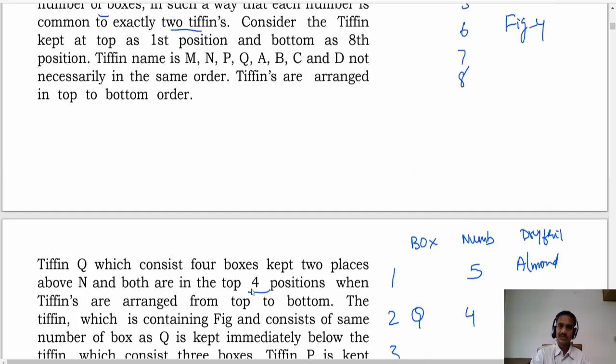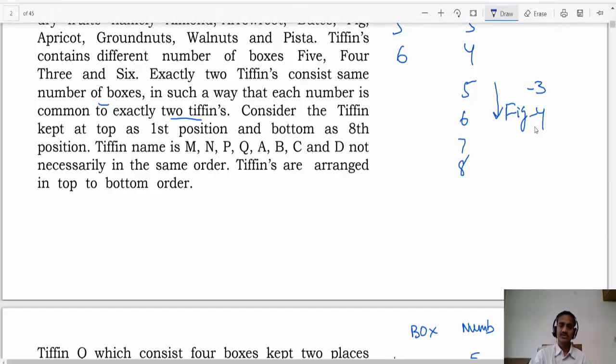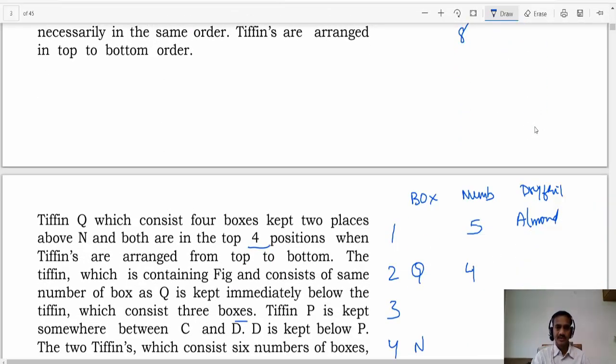Now this is kept immediately below the box containing 3 boxes. Now 3 and fig must be adjacent to each other. Okay, the tiffin with box number 3, what is immediately next to it? Immediately next one will be fig. Fig consists of 4.